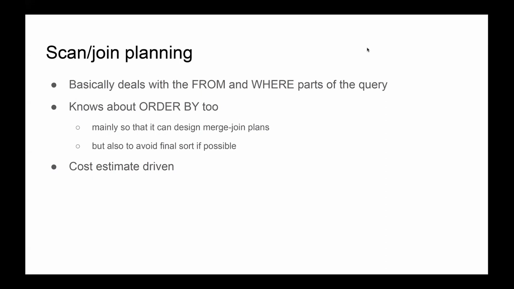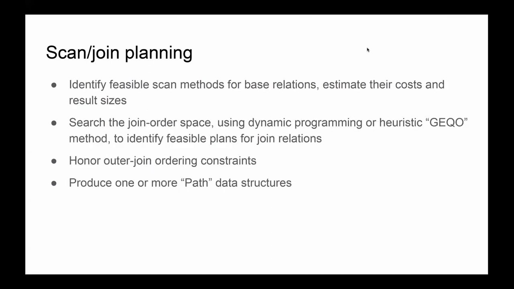And the second phase is basically driven by cost estimates. So for scan join planning, basically what we do here is to first identify feasible scan methods for base relations, estimate their cost and result sizes, and then search the join order space using dynamic programming or the heuristic genetic query optimizer method to identify feasible plans for join relations. And meanwhile, we honor outer join ordering restrictions to avoid generating illegal join orders. And here for each relation, base rel or join rel, we produce one or more paths.